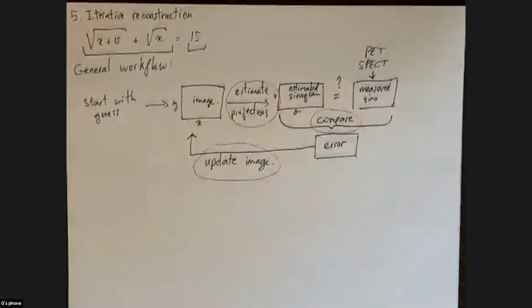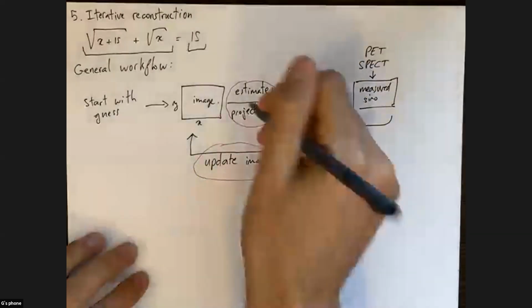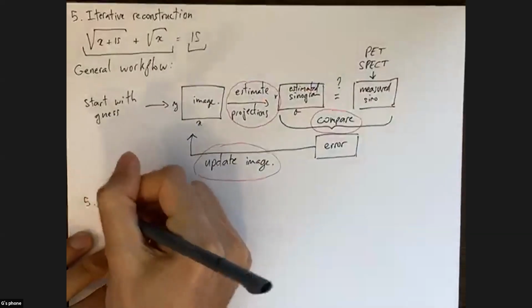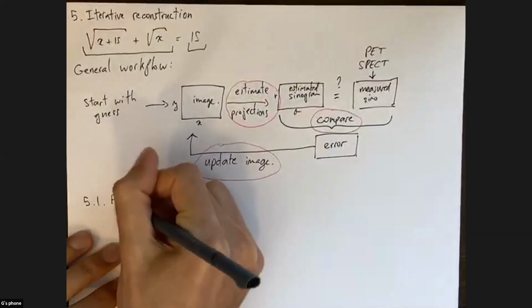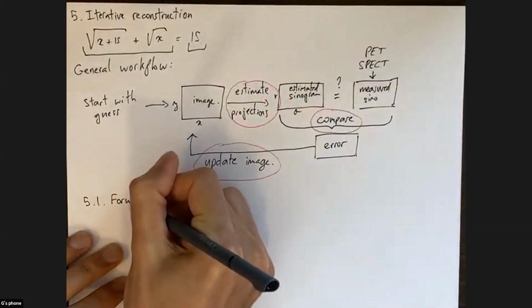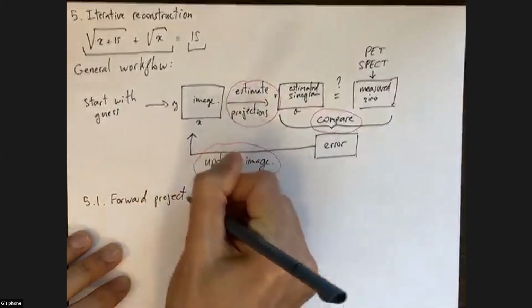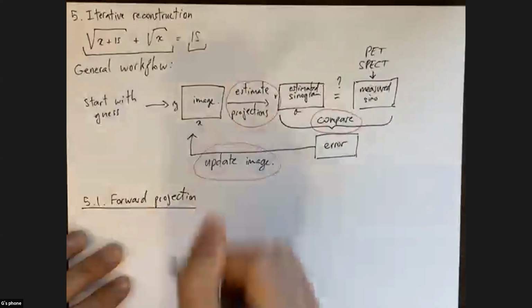And so I will just briefly walk through this. The first one I'm going to talk about is how to estimate projection. We're going to use an operation called forward projection. Forward projection is something that's going to be used for reconstruction.